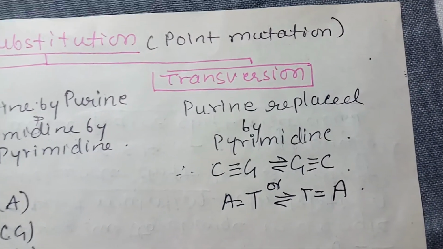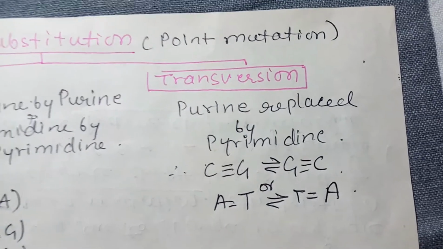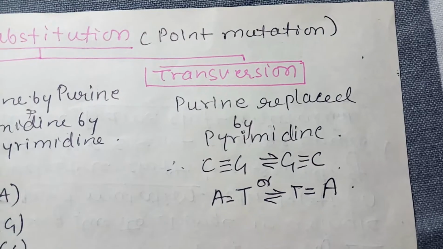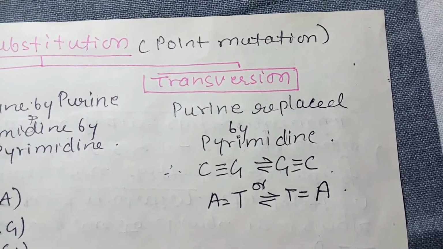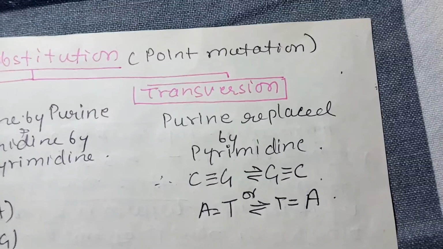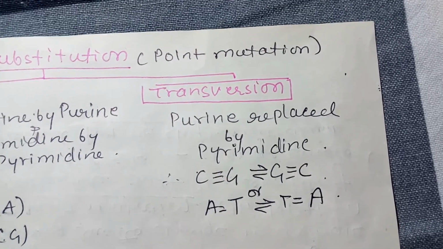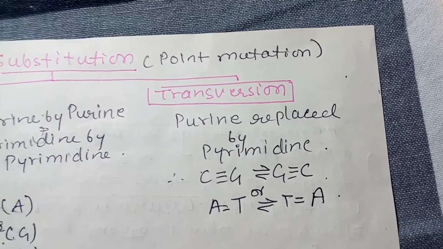Transversion, purine replaced by pyrimidine. Okay, so suppose in the DNA sequence you have cytosine, and suppose cytosine is replaced by adenine. So the complementary base pairing for adenine will be thymine. So here a purine will be replaced by a pyrimidine.